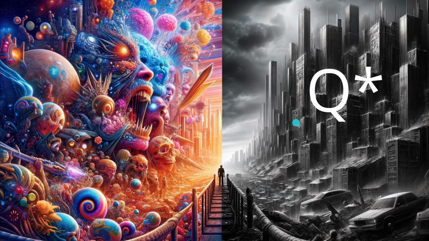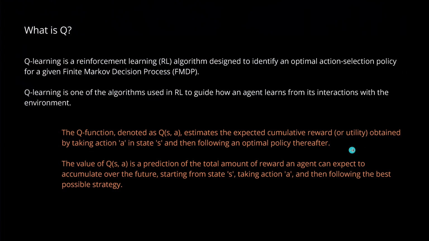Hello community, let's talk about Q-star. It all started in 2017 with a cooperation of OpenAI and the University of Berkeley Computer Science and Department of Mathematics. So, let's start. At first, of course, what the hell is Q?